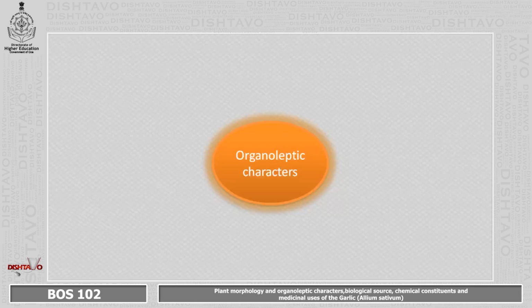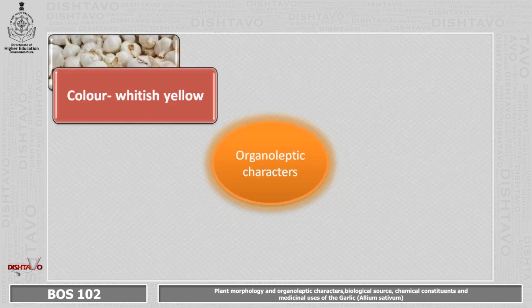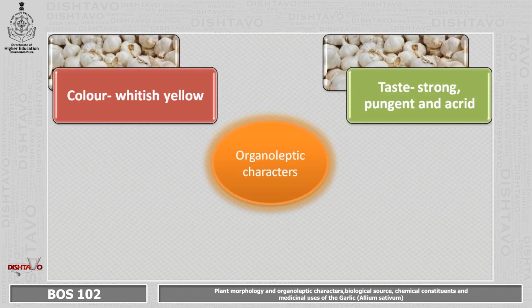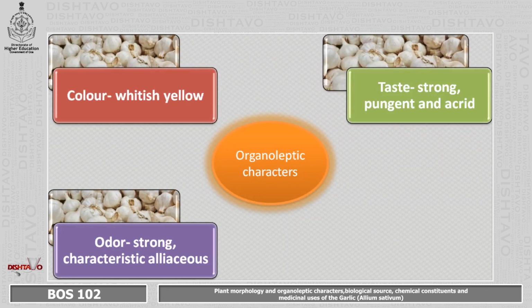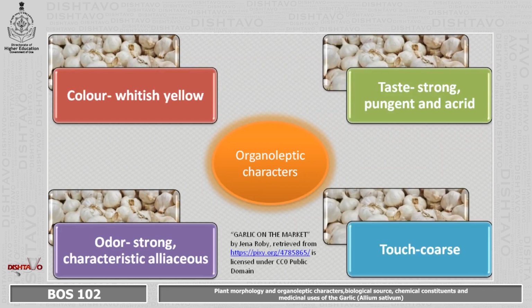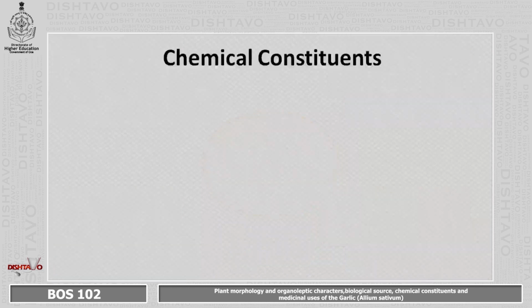Coming to organoleptic characters of garlic, the color is whitish yellow, taste is strong, pungent and acrid, odor is strong, characteristic alliaceous, and the touch is coarse.